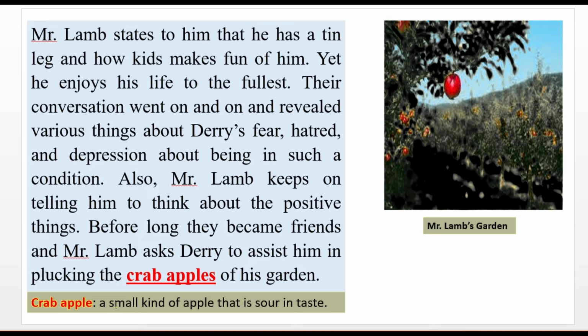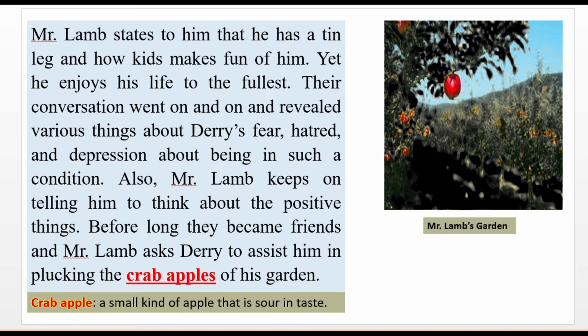So Mr. Lamb also comes to know gradually about the fear, hatred, and depression of Mr. Derry, why he was scared of everything, what happened to him, and what is his take about his life. Also, Mr. Lamb keeps on telling him to think about the positive things. Before long, they became friends, and Mr. Lamb asked Derry to assist him in plucking the crab apples of his garden.